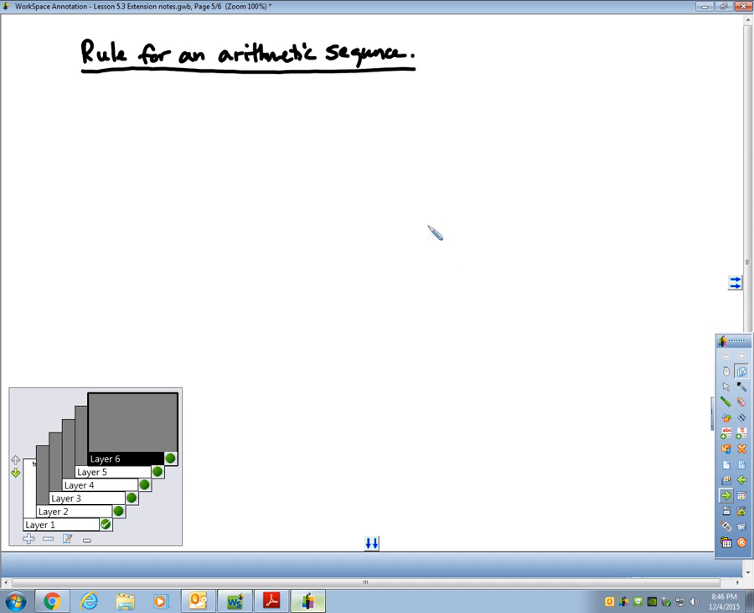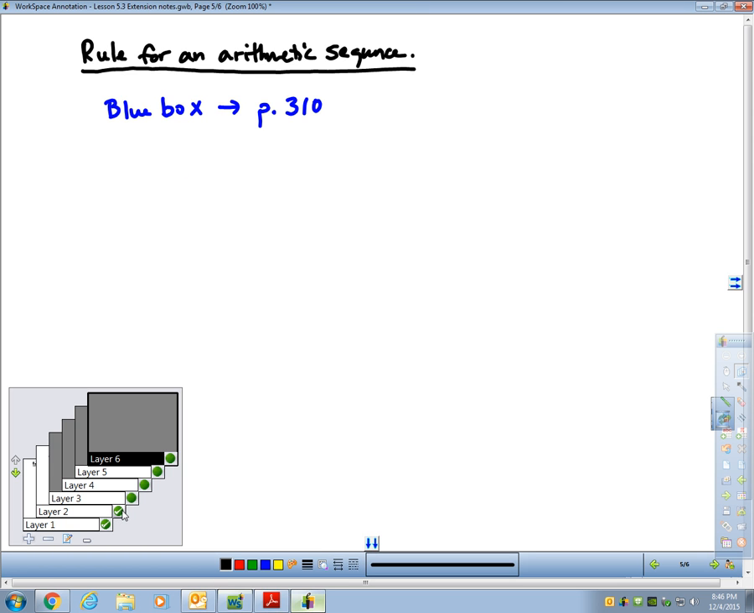There's one more thing you're going to need to be able to do, and it's numbers 10 to 15. We need to be able to write a rule for the nth term of the sequence. So let's figure out, how do we write a rule for an arithmetic sequence? Well, here's the first thing. If you look at the blue box on page 310, it shows you how to write the rule.